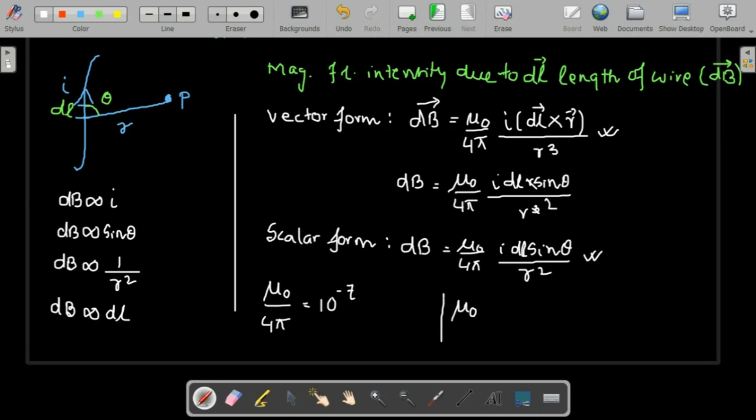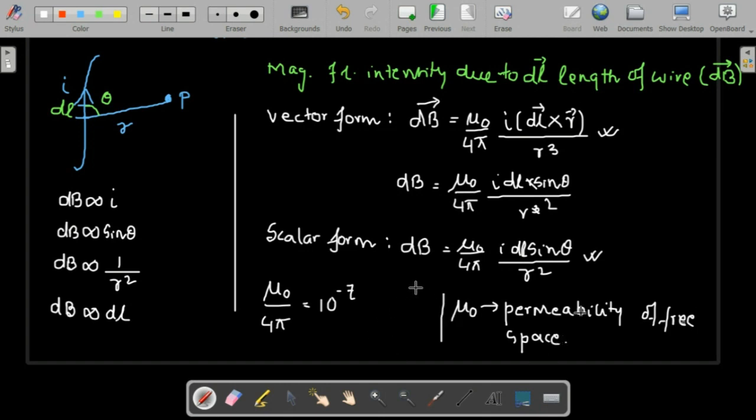At this point, what is mu naught? Mu naught is permeability. Just like in electricity, we had 1 by 4 pi epsilon naught when we talk about charges. Here we are talking about the magnetic field, so it is permeability and not permittivity. Permittivity is epsilon naught, in free space. So this is the permeability of the space. That's the idea behind mu naught.